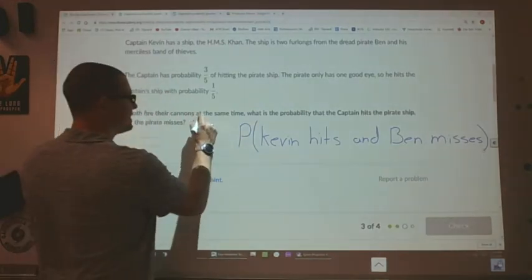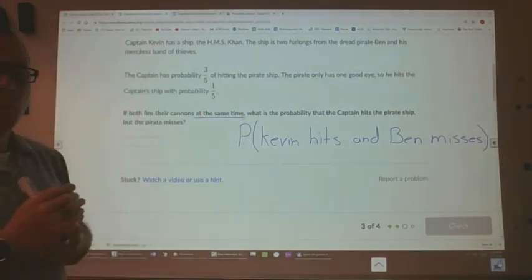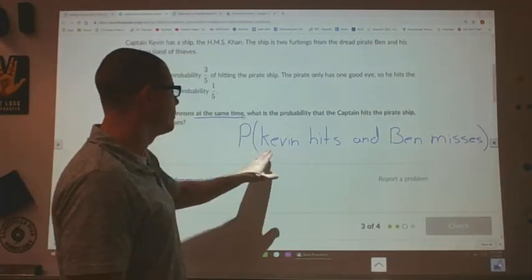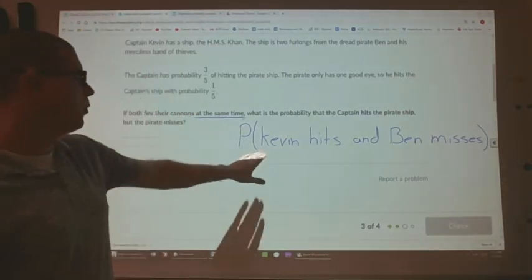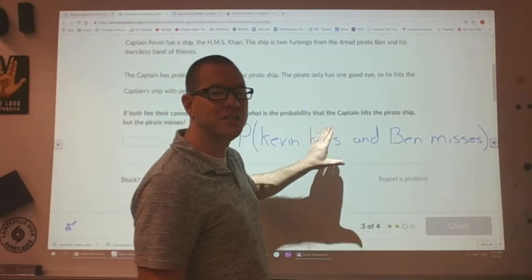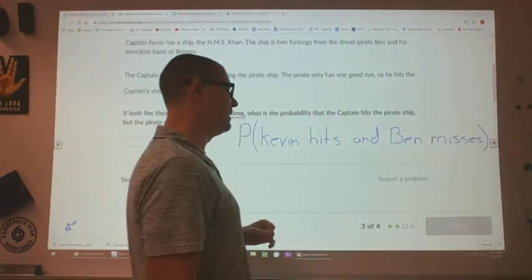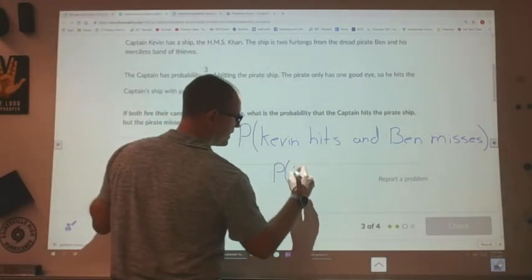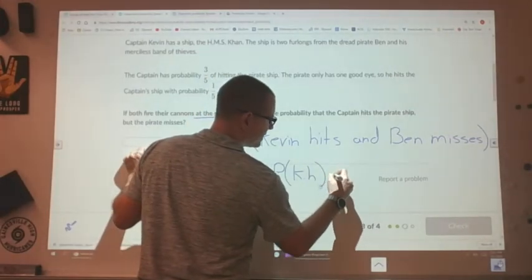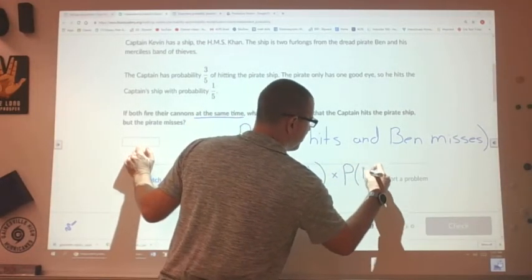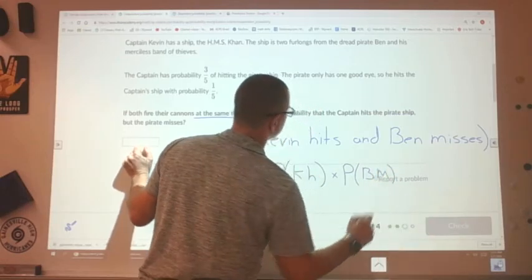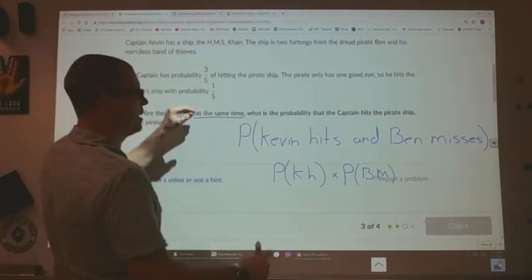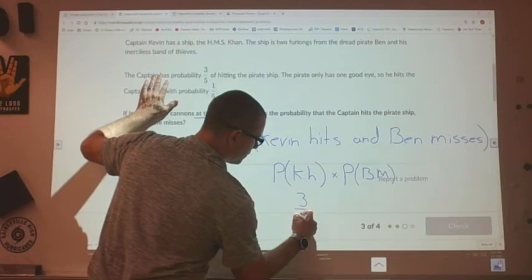Now, if they fire at the same time, then one cannot affect the outcome of the other. The cannonballs are already in the air. So these are independent. Whether Captain Kevin's cannonball hits or misses has no effect on whether Pirate Ben hits or misses. So this can just be the probability that Kevin hits times the probability that Pirate Ben misses. So look, they told me the captain has a probability of 3/5 of hitting the pirate ship. So that's exactly the probability that we're looking for.